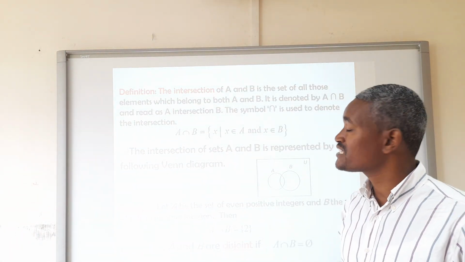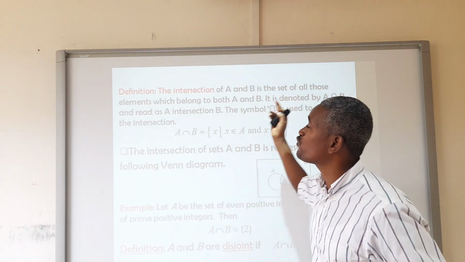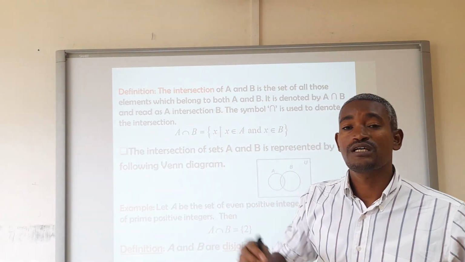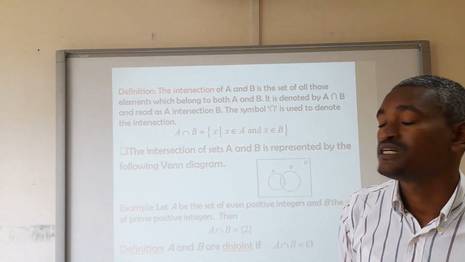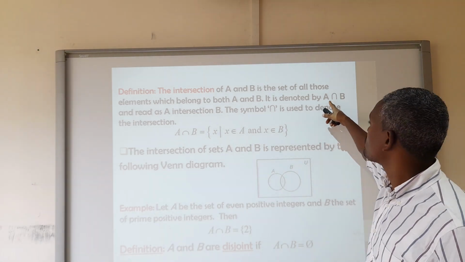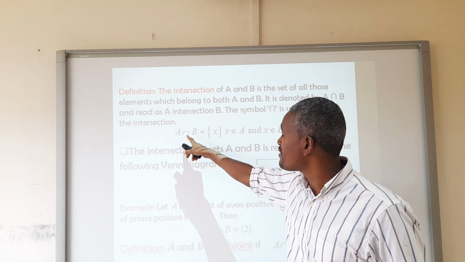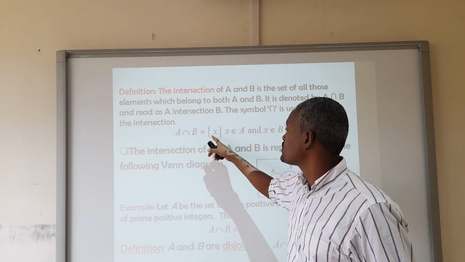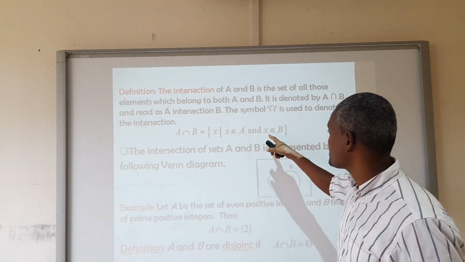The other one is the intersection of two sets. Given two sets A and B, the intersection of A and B is the set of all elements which belong to both A and B. Those elements should exist in set A and set B. Those are said to be elements in the intersection. It is denoted by A ∩ B, read as A intersection B. Mathematically, we can express it in such a way: A intersection B is equal to {x : x is an element of A and x is an element of B}.